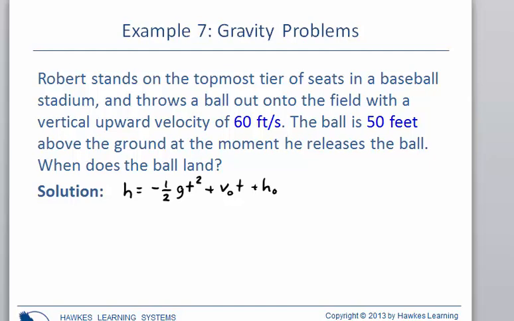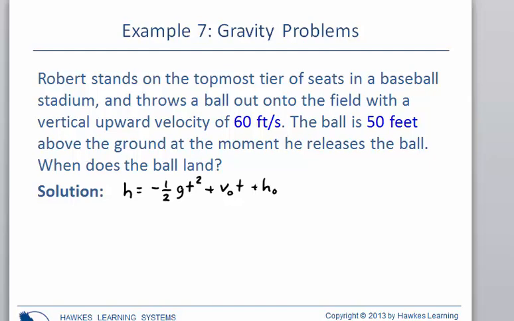Robert stands on the topmost tier of seats in a baseball stadium and throws a ball out onto the field with a vertical upward velocity of 60 feet per second. The ball is 50 feet above the ground at the moment he releases the ball. When does the ball land?